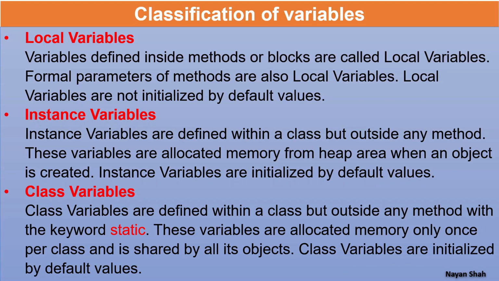Let us read the paragraph on class variables. It says that these class variables are allocated memory only once per class and are shared by all the objects.